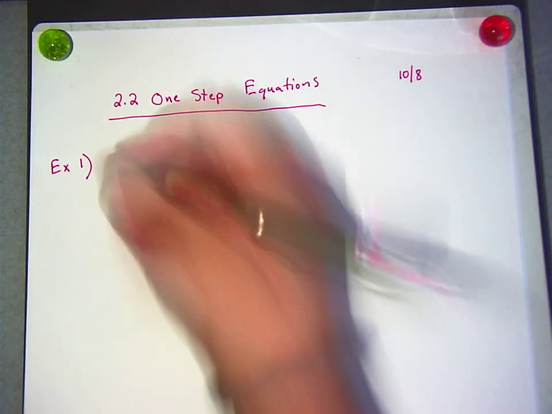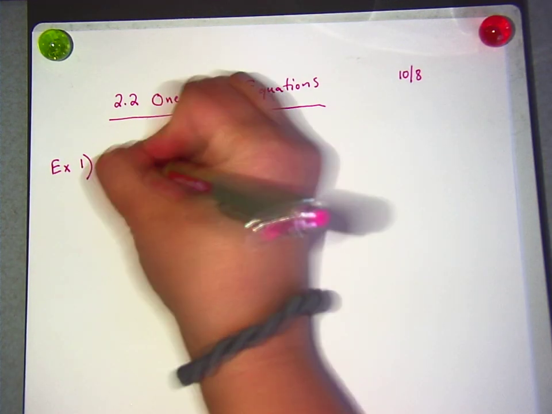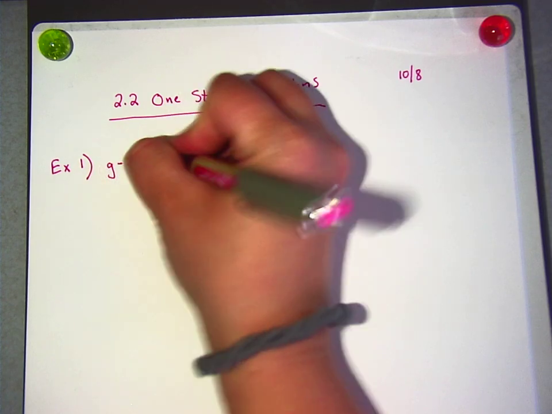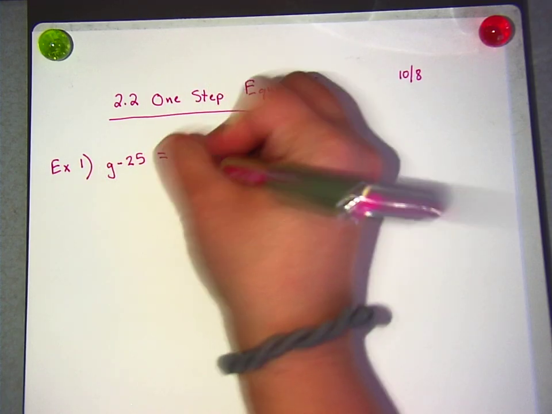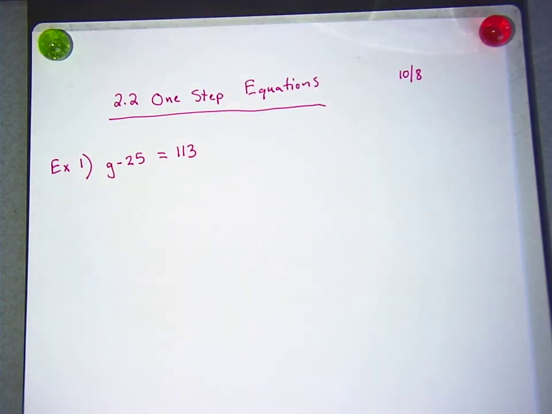Everybody write. G minus 25 equals 113. I do not want you to solve this right now. I just want you to write it down.